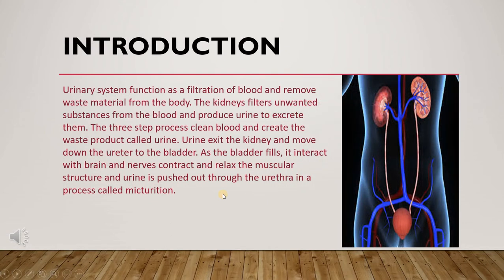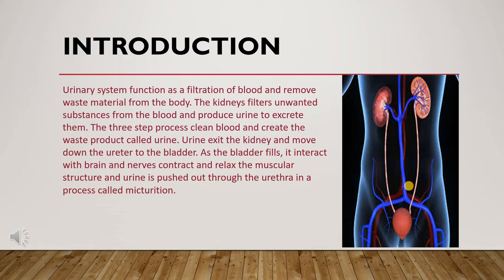So here I am starting with a brief introduction, that is how urine formation actually takes place. The urinary system functions to filter the blood and remove waste material from the body. The urinary system, also known as the urinary tract, consists of the kidneys, ureters, bladder and urethra. The kidneys are the blood filtering organs. Kidneys filter unwanted substances from the blood and produce urine to remove the unwanted substances. The three-step process cleans the blood and creates the waste product called urine.